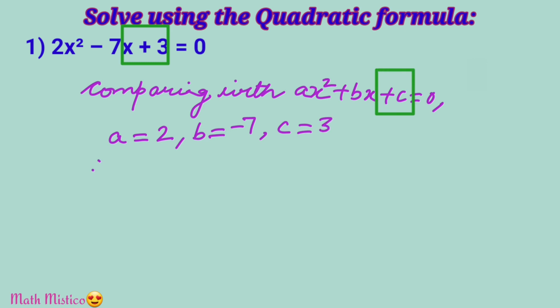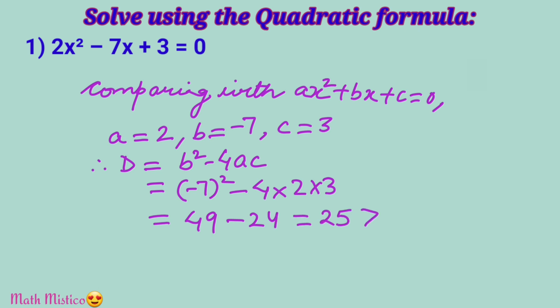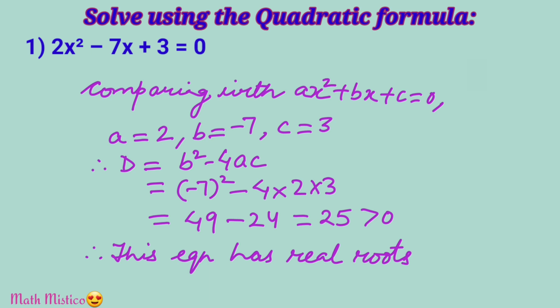Now let's find out the discriminant D = b² - 4ac. Replacing the values, (-7)² - 4 × 2 × 3. Let's solve it further. (-7)² is 49, 4 2s are 8 and 8 3s are 24. So we have 49 - 24, which is equal to 25. It's clearly greater than 0. It means the equation has real roots. So let's find them out.